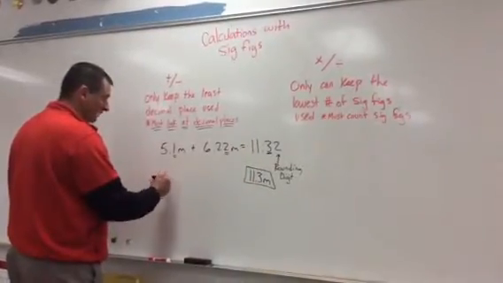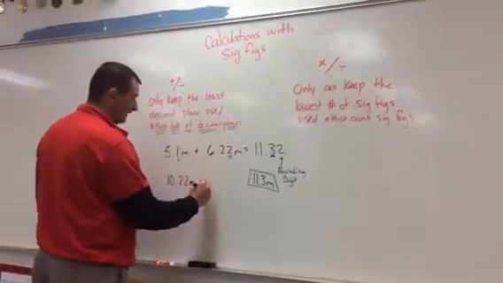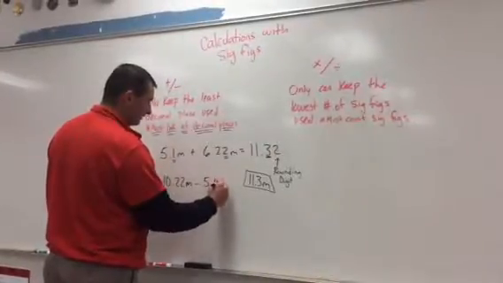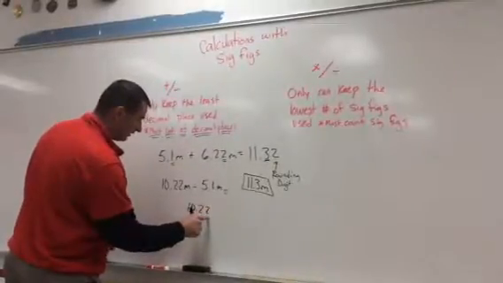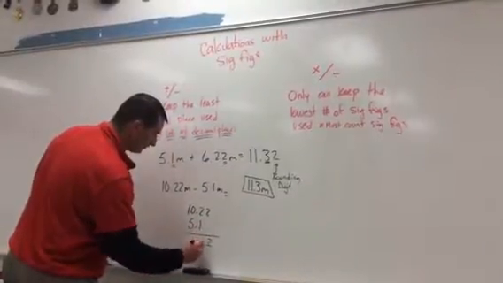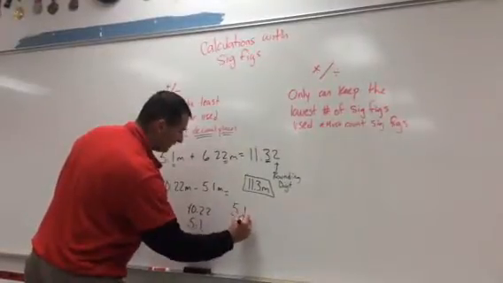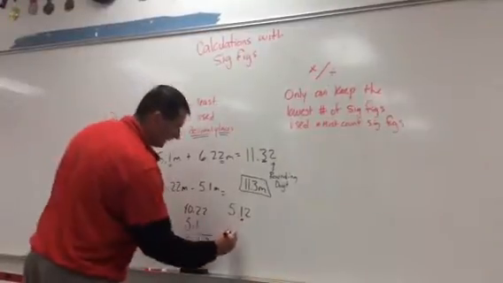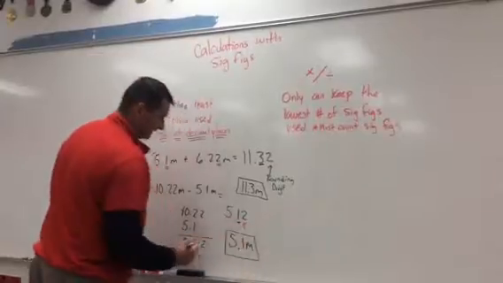Now, what if I have subtraction? If I have 10.22 meters minus 5.1 meters, if you line up your decimal places, I've got the hundredths place and the tenths place. You do the subtraction, and your answer is 5.12, but I can only go to the tenths place, so my answer is actually 5.1 meters, because the rounding digit doesn't affect it.